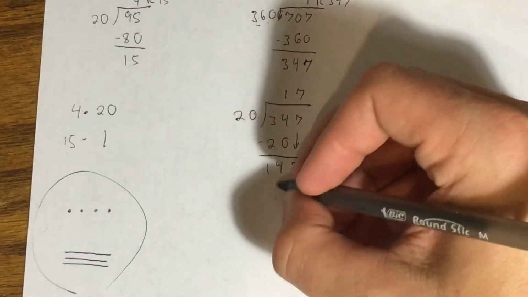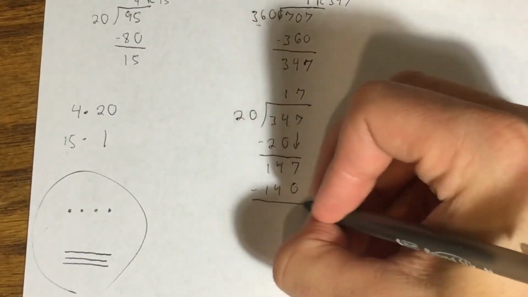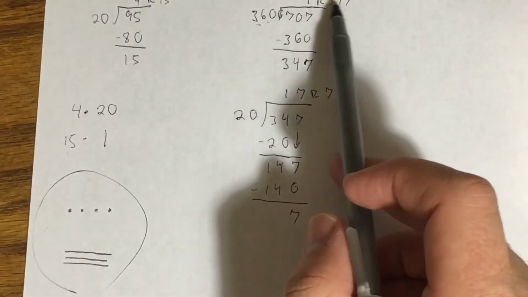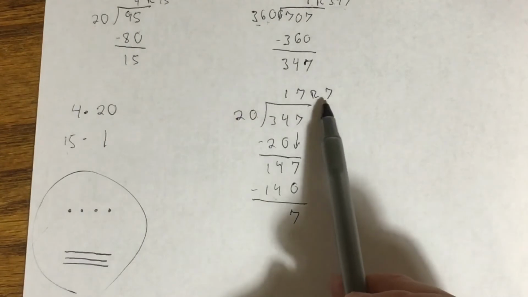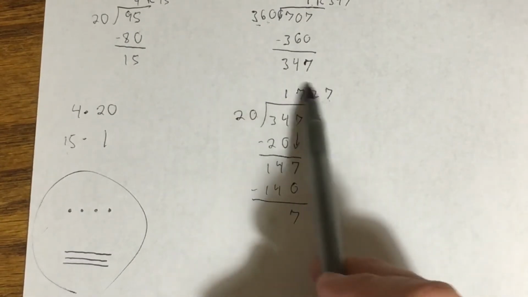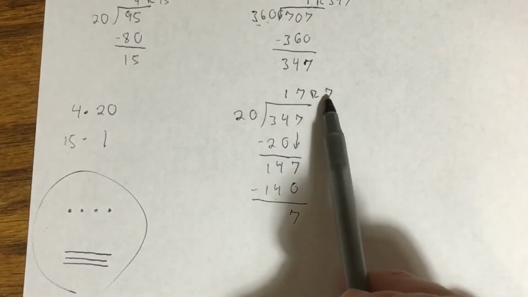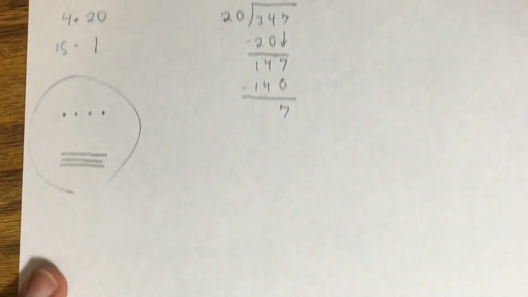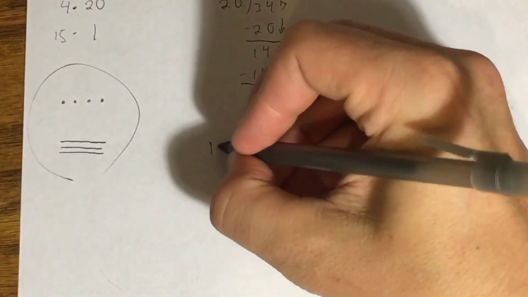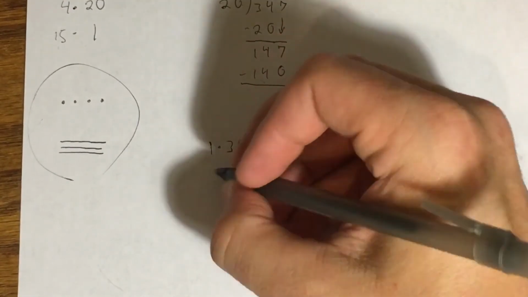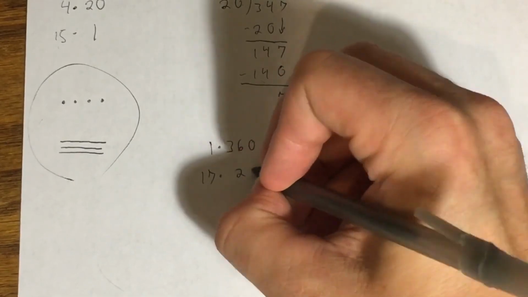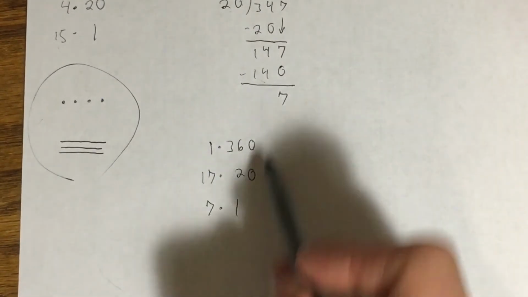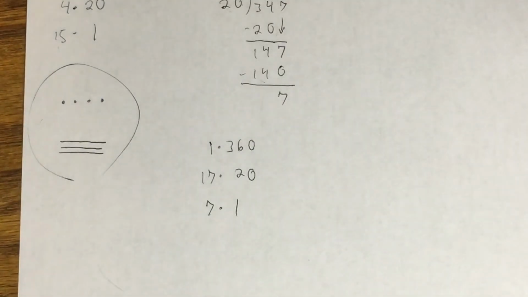7 times 20 is 140, and I get a remainder of 7. Okay, so I'm going to have a 1 in my 360s place, a 17 in my 20s place, and then this remainder of 7 is going to be my ones place. Let's write that using place value and face value. So a 1 in my 360s place, a 17 in my 20s place, and the 7 in my ones place. If I did all the multiplication and added everything up, I would have gotten back to 707.